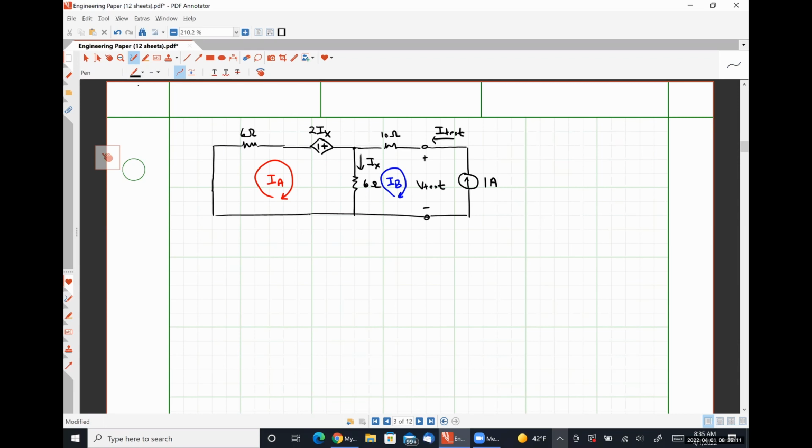I do have a dependent source. So how do I do my controlling variable equation here? How do I express that current IX flowing down through the 6 ohm resistor in terms of my mesh currents? IA minus IB, absolutely correct. I do have a current source, so I need a current source relationship. How do I express the current flowing through the 1 amp source in terms of our mesh currents? Negative IB.